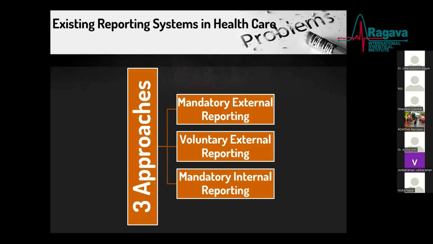The second approach is voluntary external confidential reporting. This is again to an external group, but it's for the purpose of quality improvement. The first one may not be for quality improvement, although sometimes they use it for quality improvement as well. But the second one is mainly for the purpose of quality improvement. So there are some medication reporting programs that fall into this category.